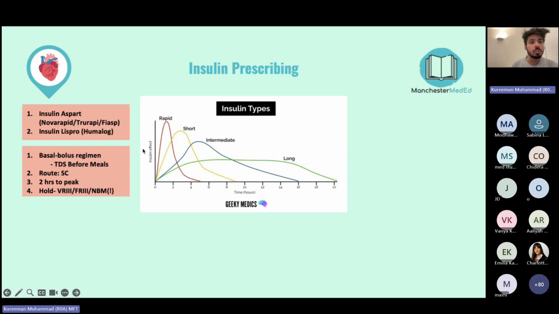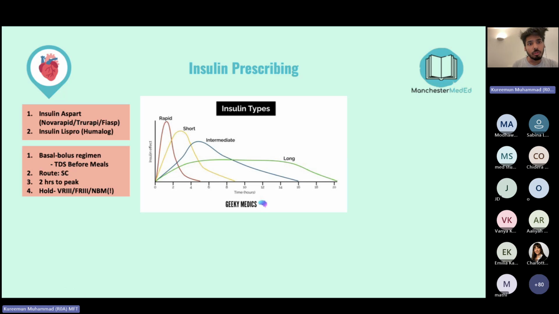Rapid acting insulin is the one that you would give with meals. So before a patient has their meal, you give it, then they have their meal. That's meant to regulate the glucose level after their meal. This one will be given subcutaneously, so the route will be SC. And just for you to remember, it peaks 2 hours after you've given the insulin.